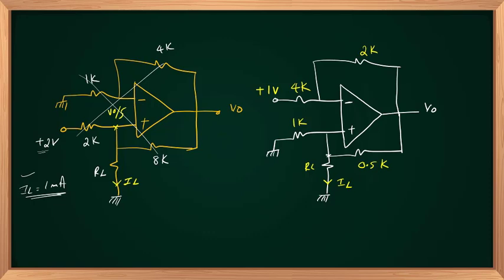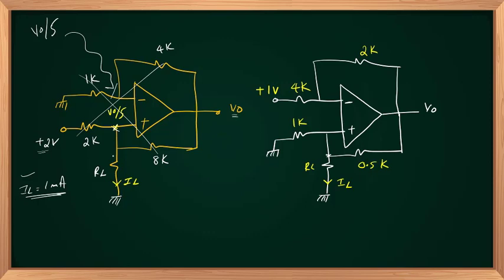It's quite simple to identify. Since this is V out, my V minus will be equal to V out into 1 divided by 4 plus 1, that is V out by 5. V out divides between 1K and 4K. So negative feedback dominates in the circuit as we discussed. Then my V plus also should be equal to V out by 5.